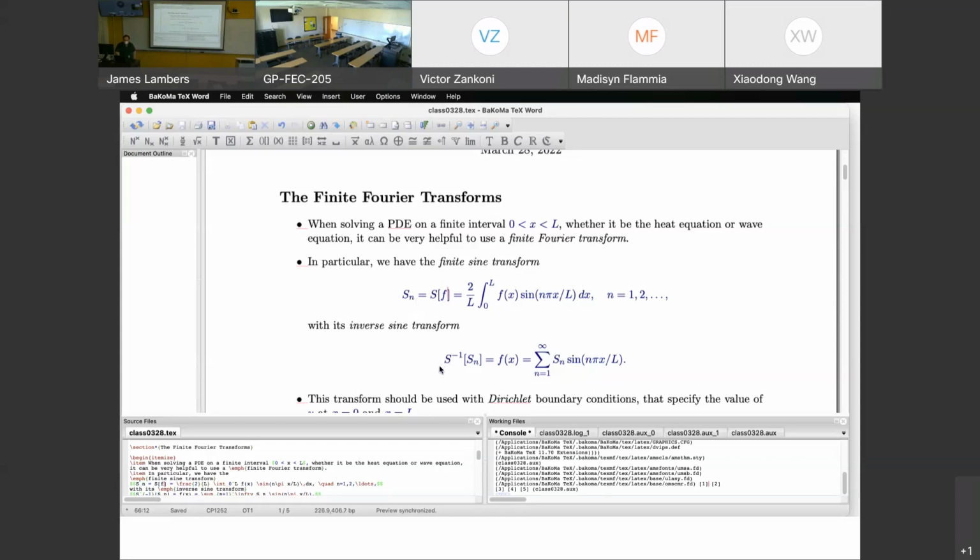But it can go the other way. If you have the sequence of coefficients, Sn, you can take the inverse sine transform. That amounts to taking a linear combination of these basis functions, sine n pi x over L, where the coefficients are the Sn. And that's used to recover the function f of x you were transforming in the first place. So S inverse of S of f brings you back to f.